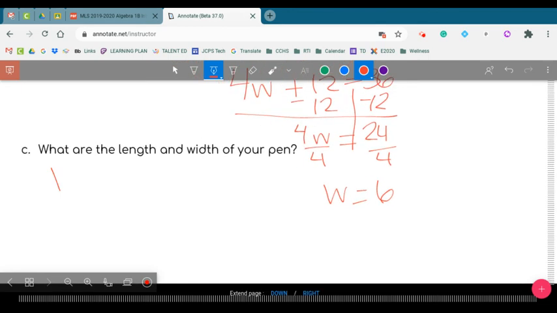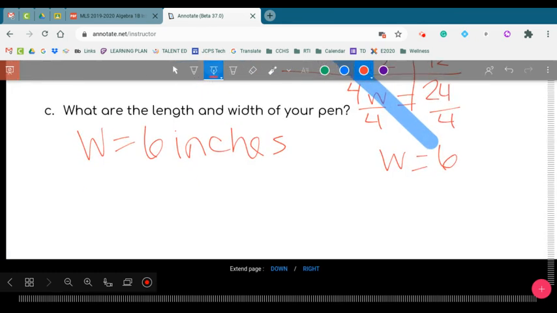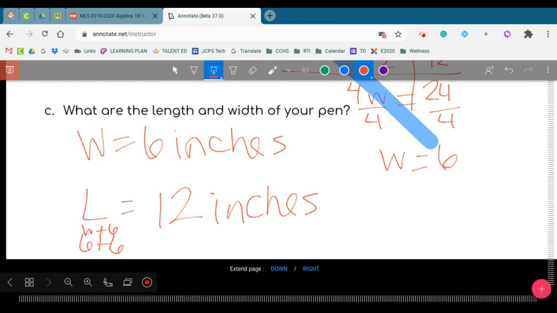So it says, what is the length of our pen? Our width equals 6 inches. We found that already. Now, if you remember from above, our length is 6 plus our W. So we're going to take our length, and we're going to do 6 plus our width, which is 6. Because remember, it's our width plus 6. So 6 plus 6 is 12. So your length is going to be 12 inches. So make sure you label that.